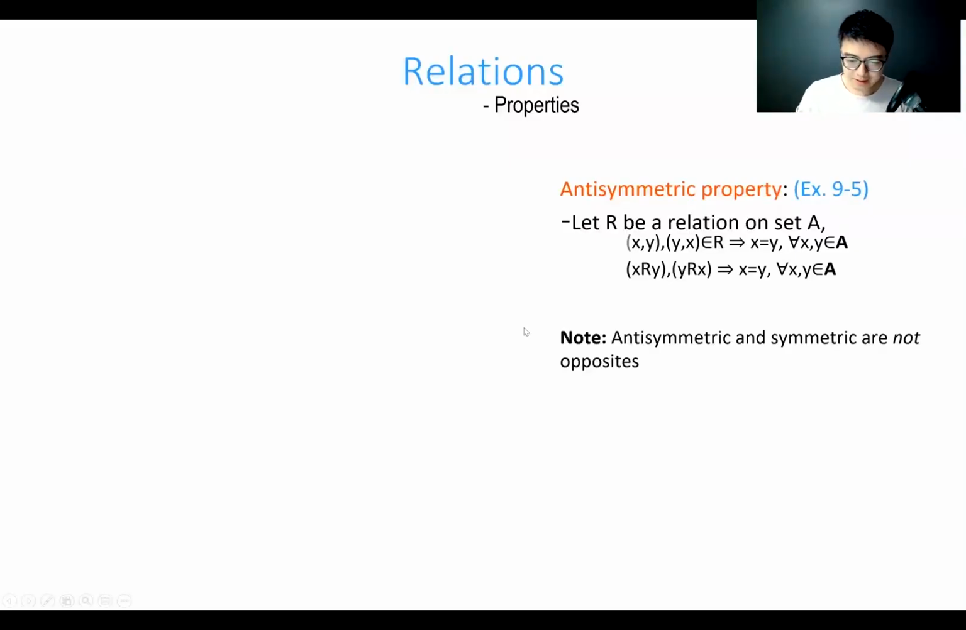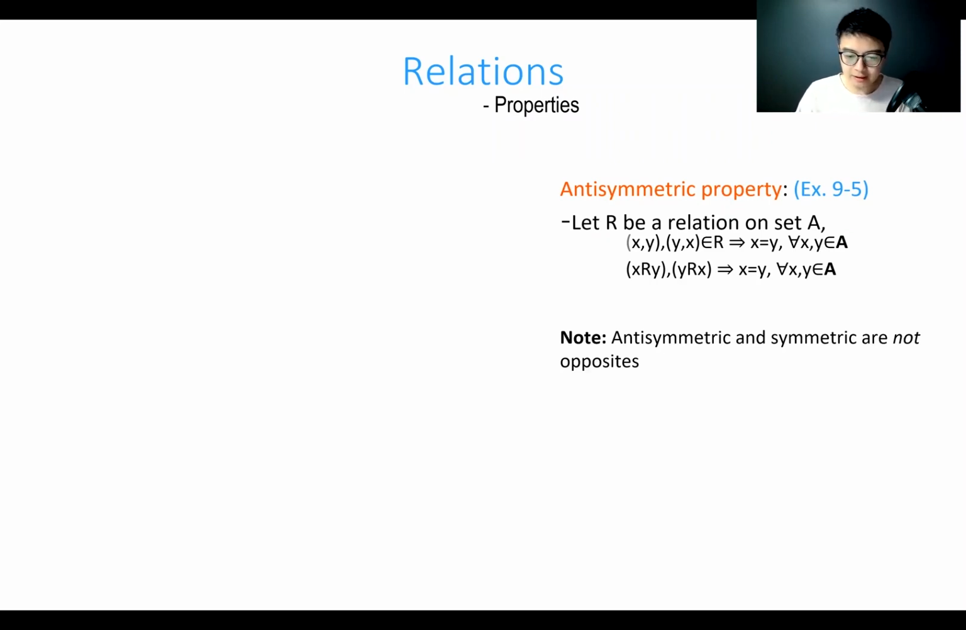Hello and welcome back. We are going to continue on with our topic 9 here by talking about antisymmetric properties. We've talked about three types of properties so far: the reflexive property, the symmetric property, and the transitive property. Hopefully by now you have a pretty good idea of how to analyze each one of them.